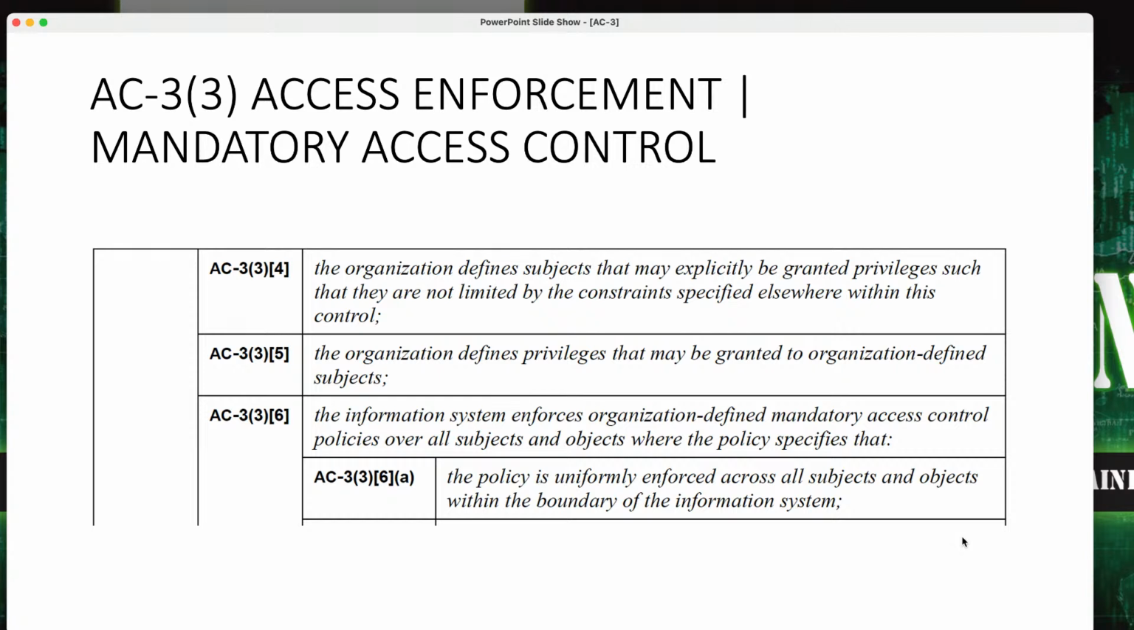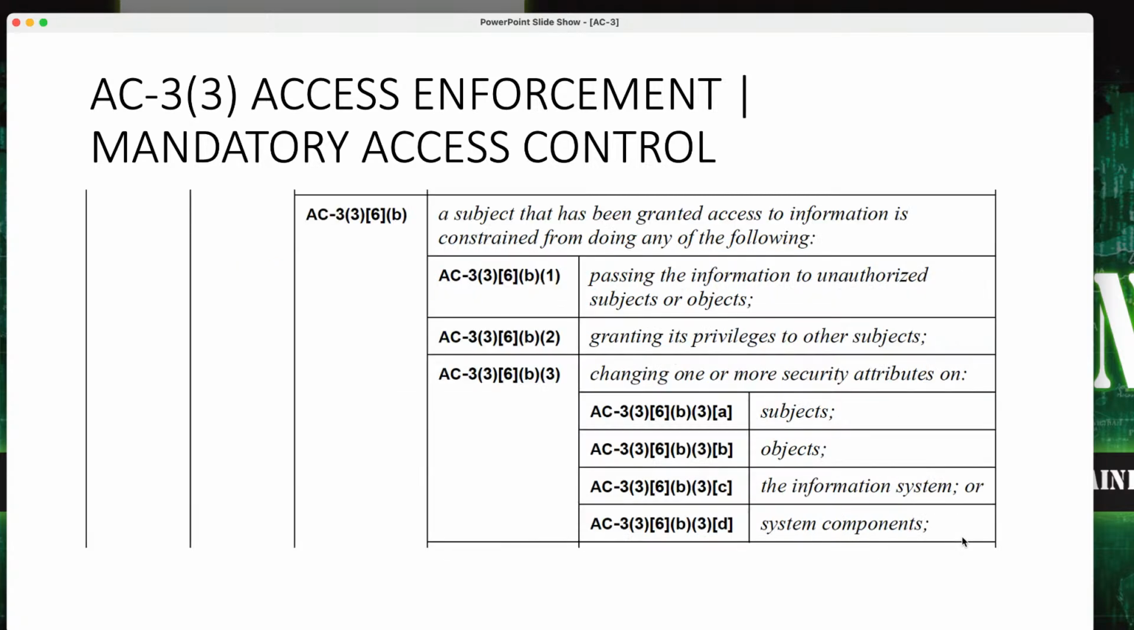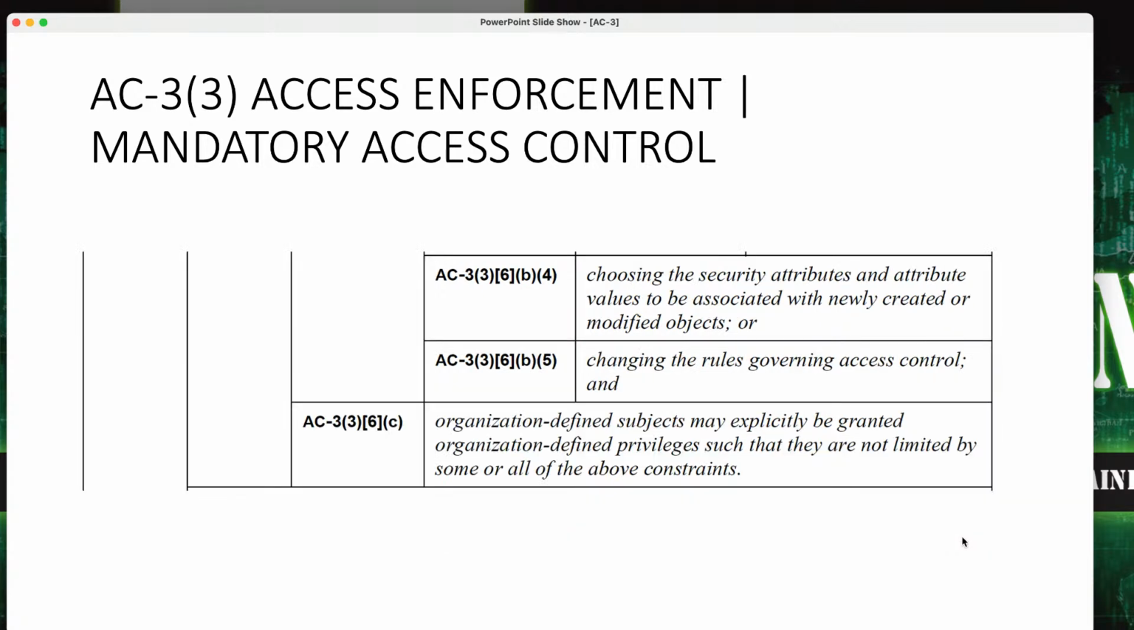Determine if the organization defines privileges that may be granted to the organization-defined subjects, and then determine if the information system enforces those organizationally defined mandatory access control policies over all the subjects, ensuring that it's uniformly enforced across all policies and subjects, and the subject has been granted access to the information and is constrained from doing any of the following. They can't give it to an unauthorized object or subject. They can't grant its privileges to other subjects. It can't change the subjects, the objects, the information system, or the system components. You want to make sure that it can't do all of that stuff, right?